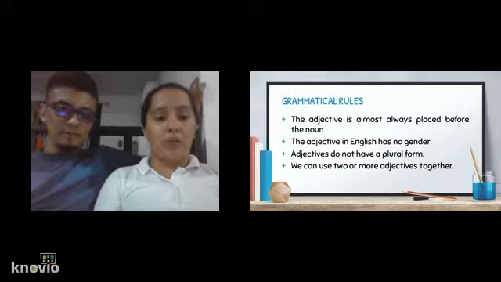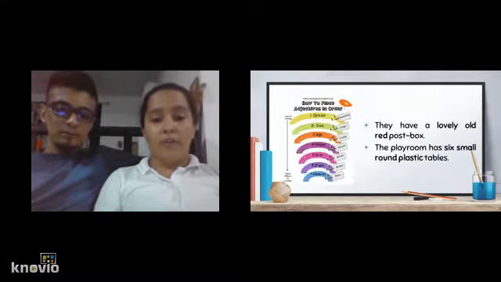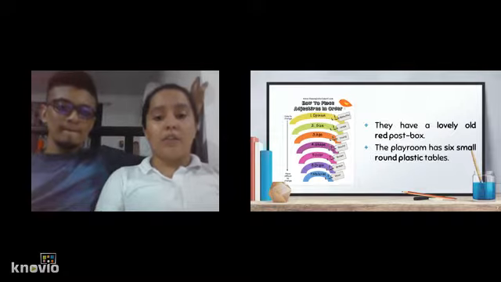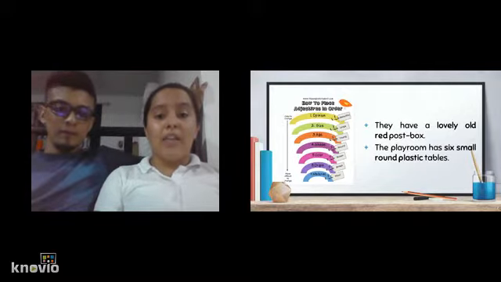Regarding these last grammatical rules, we have a chart in which we can see the order in which we need to position the adjectives in a sentence. So for example, they have a lovely old red post box. As you can see, here we have three adjectives, and each one of them is located according to the chart.